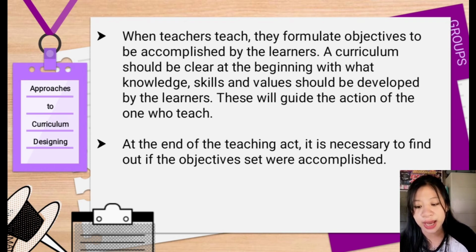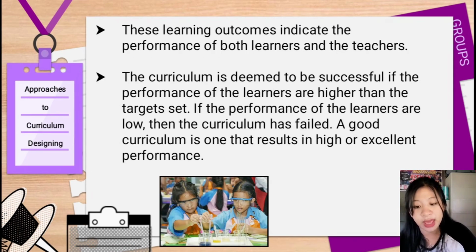At the end of the teaching act, it is necessary to find out if the objectives set were accomplished. These learning outcomes indicate the performance of both the learner and the teacher. The curriculum is deemed to be successful if the performance of the learners is higher than the targets set. If the performance of the learners is low, then the curriculum has failed. A good curriculum is one that results in higher or excellent performance.